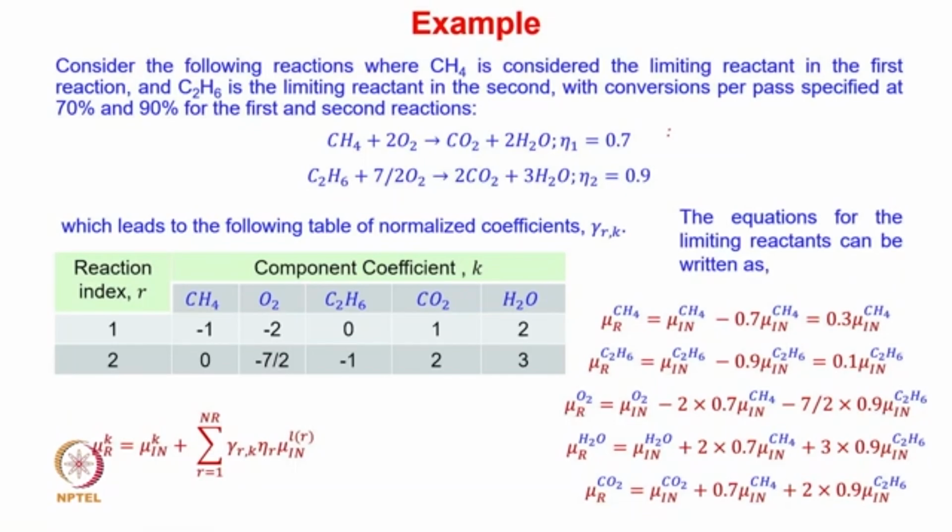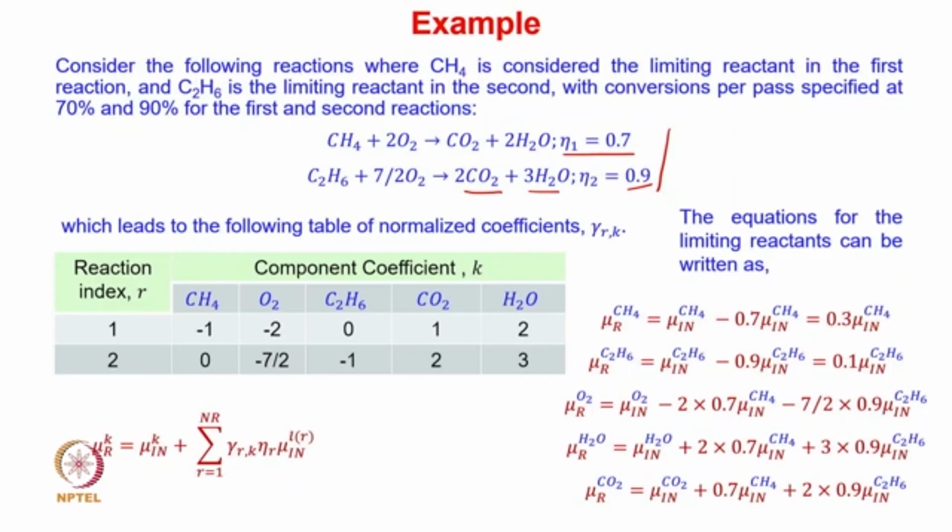So consider a very simple example here. There are two reactions occurring. The first reaction is methane reacting with oxygen to produce CO2 plus 2H2O, and the conversion here is 0.7. The second reaction is C2H6 reacting with oxygen, producing carbon dioxide and water. Again here the conversion is 0.9. So in this case we want to write down the material balance.